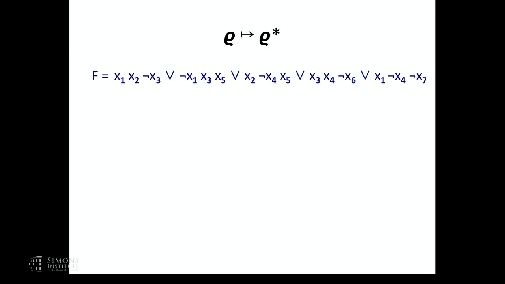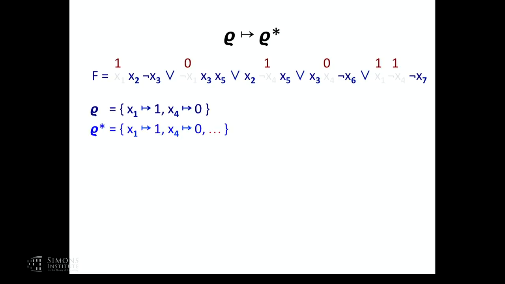Here's our DNF. It happens to be a 3-DNF. Let's say that our restriction is this rho here. It just fixes two variables. In this case, x1 is fixed to 1, x4 is fixed to 0. So the extension rho star is going to be rho together with some other stuff. Let's see how that's formed. First of all, when we apply rho, it fixes some of these variables. They get value 0 or 1. And no clause is completely satisfied here, so the process is non-trivial.